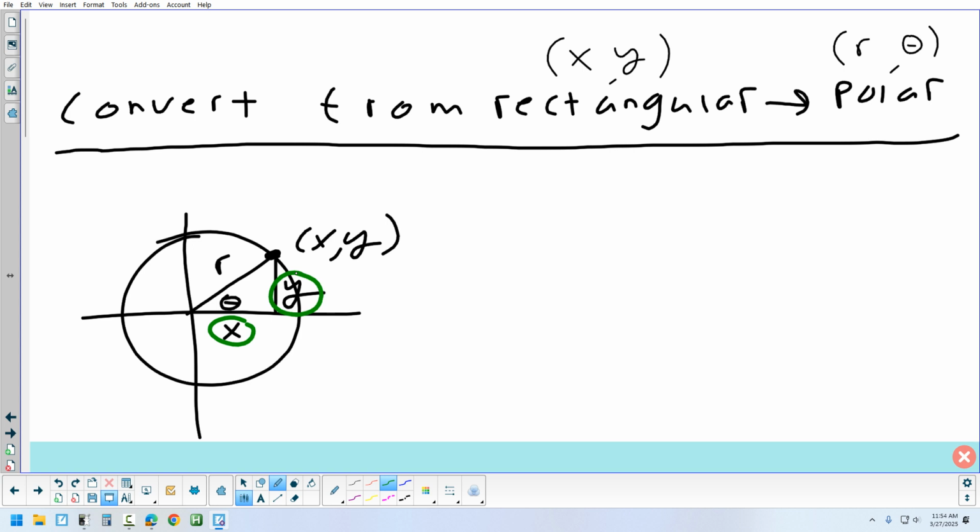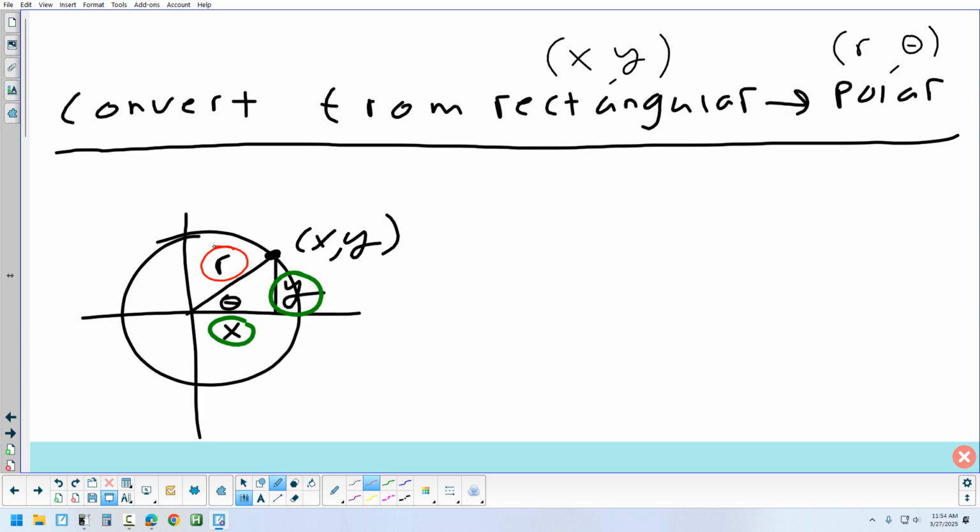And R will not be given. If you know X and you know Y, how are you going to figure out your distance to that edge of the circle? Pythagorean theorem. So this is what we did when we did the complex numbers. Pythagorean theorem will give you R.